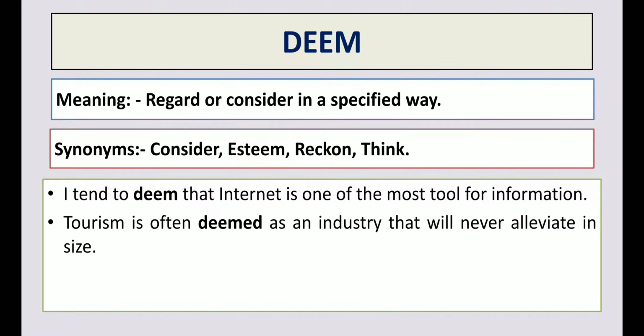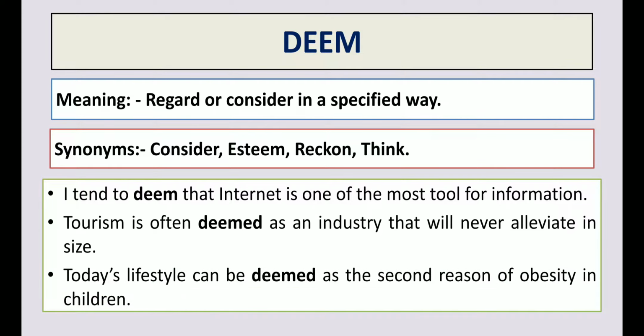The second example of deem is: tourism is often deemed as an industry that will never alleviate in size. The third example of deem is: today's lifestyle can be deemed as the second reason for obesity in children.